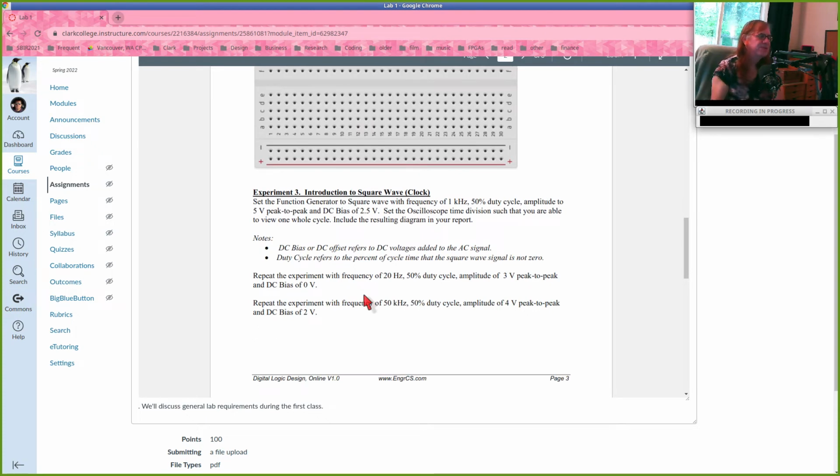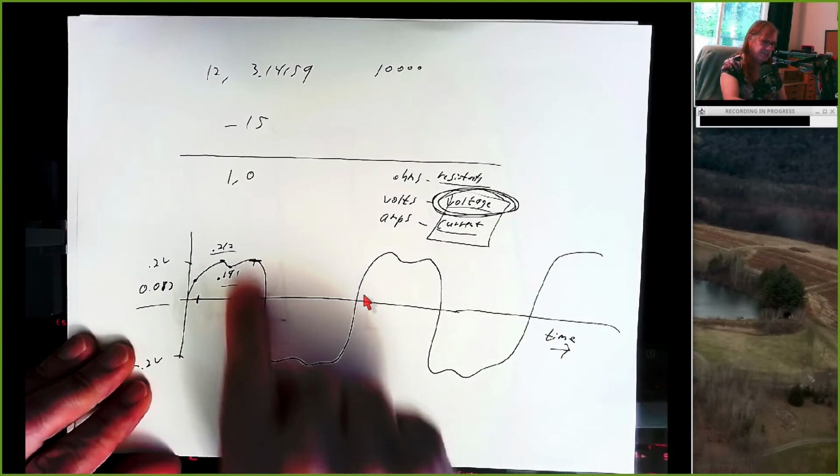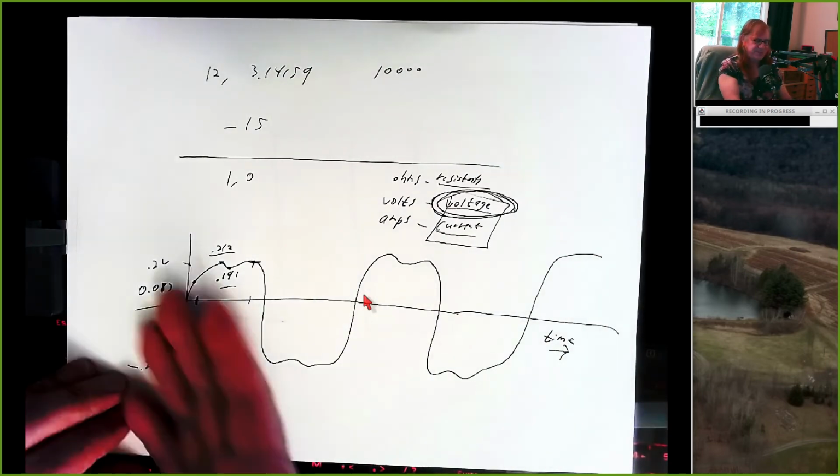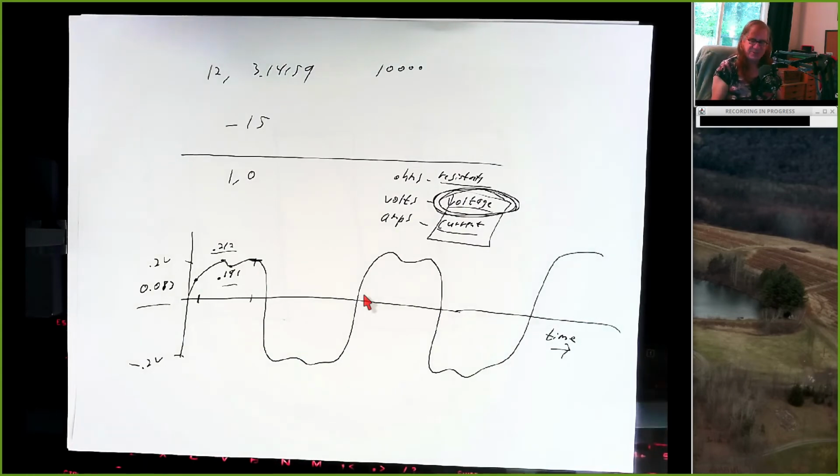Alright, experiment 3 looks at 2 pieces of equipment, the function generator and the oscilloscope. The function generator creates waveforms, so you can use it to produce a signal that might look like this. And an oscilloscope lets you take a waveform and see a representation of it visually.